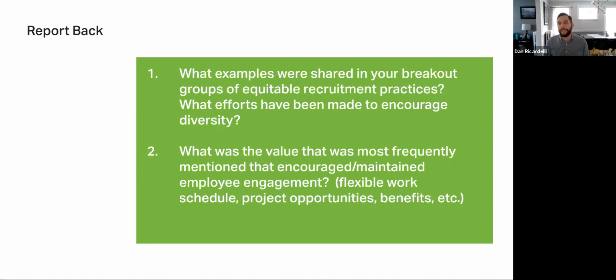So we'd like to know what examples were shared in your breakout groups of equitable recruitment practices, and what efforts have been made to encourage diversity. We know that this is something that probably many firms and many of you have experienced, that people are trying to diversify their practice and their employees. And so we'd love to hear examples of what you feel has been successful. You can feel free to raise your hand or just unmute.